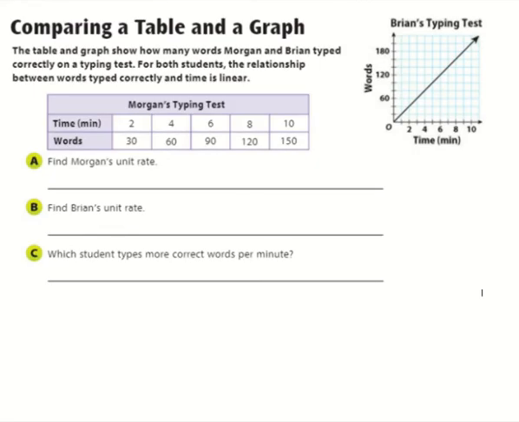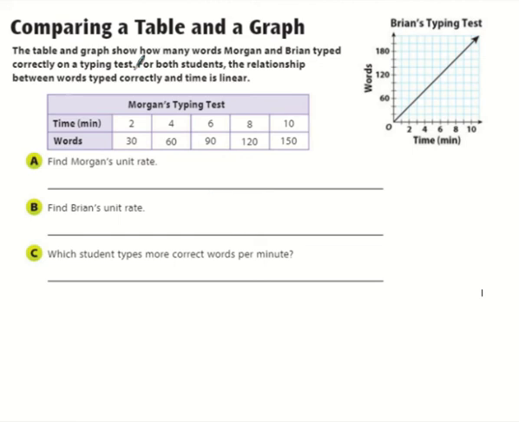All right. So now we might have to compare a table with a graph. So this is for a typing test, how many words Brian can type based on how many minutes pass. And these are the amount of words Morgan can type based on how many minutes have passed. So what we want to do is find the unit rates because at 0 minutes, neither of them have typed any words.